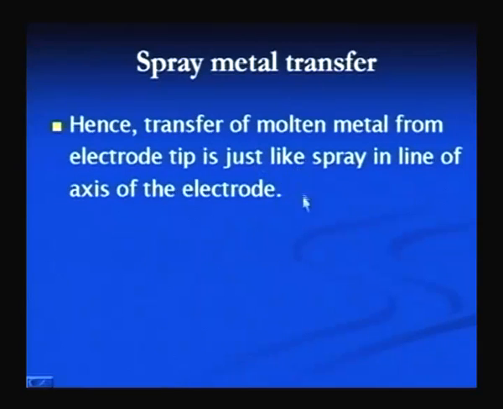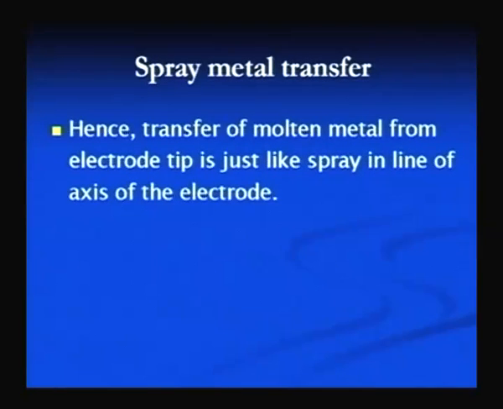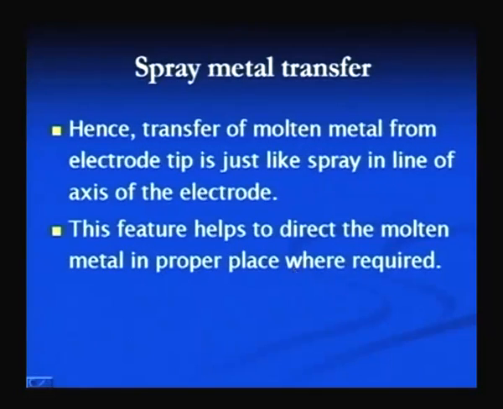Continuous detachment of the droplets from the electrode tip in line with the electrode axis gives a spray kind of appearance, and that is why it is called spray transfer. When this is achieved, it helps to direct the molten metal droplets directly in line with the electrode axis. That makes it possible to deposit the metal where it is required, particularly in out-of-position welding. So this spray feature helps to direct the molten metal to the proper place.